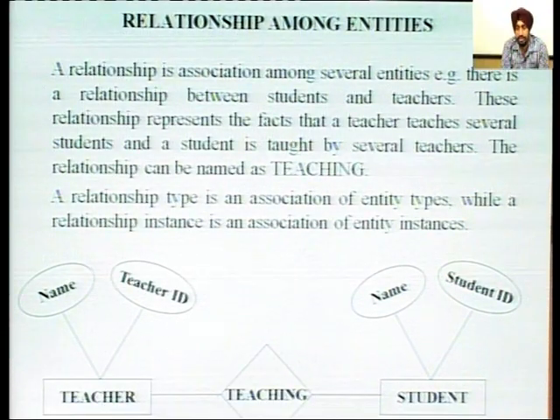This is the relationship among two entities and how this can be described. A relationship is the association among several entities. For example, there is a relationship between student and teacher, employee and their manager, and their general manager. These are all called relationships among the entities.